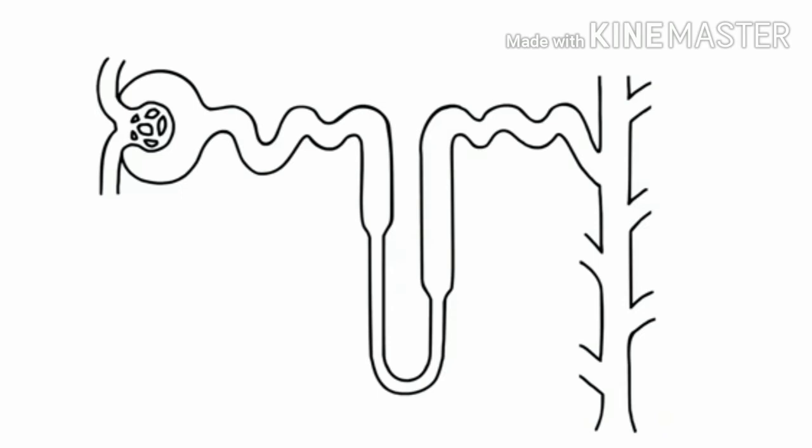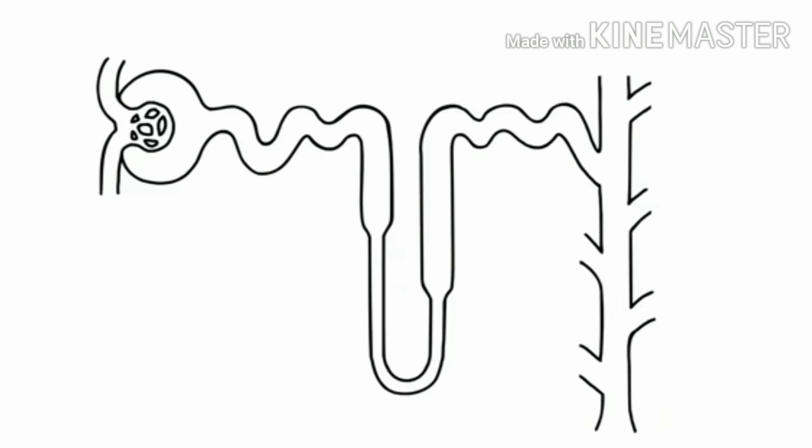The nephron carries this urine into the collecting duct of the kidney, from where it is carried to the ureter, and from the ureter it passes into the urinary bladder. The bladder stores it for some time, and when the bladder is full, it is excreted out through the urethra. So we have seen filtration of blood, the formation of urine and reabsorption in the tubule.